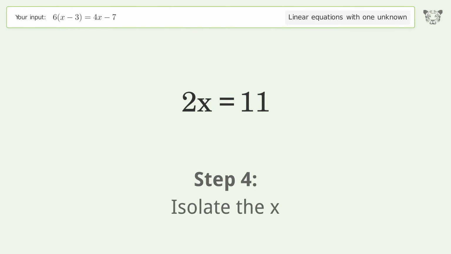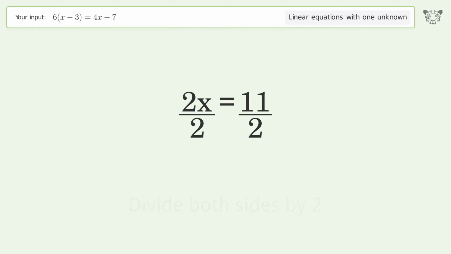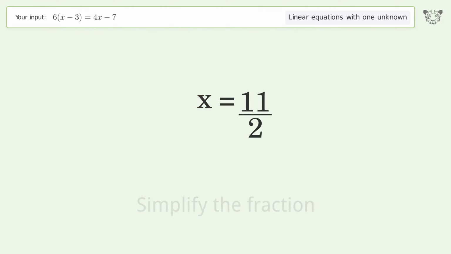Isolate the x. Divide both sides by 2. Simplify the fraction. And so the final result is x equals 11 over 2.